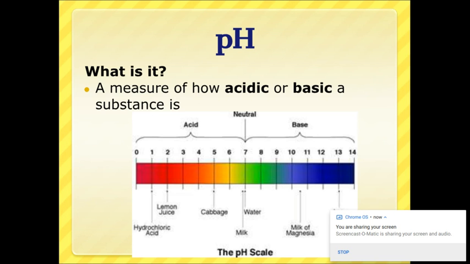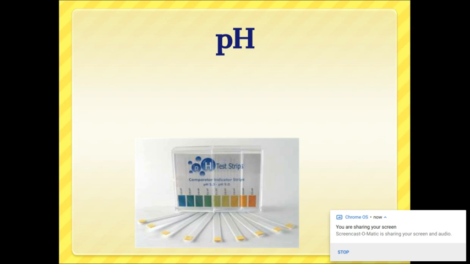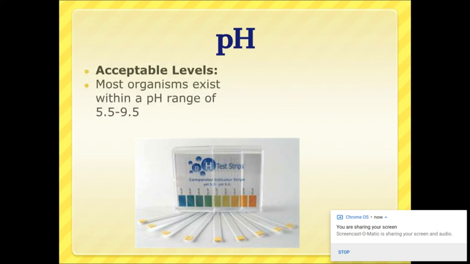7 is considered neutral. Well, if you have a pool or a fish tank or a hot tub, you might have to test the pH, and you use these simple little pH test strips. When you test water for pH, most organisms need to be within a pH range of 5.5 to 9.5. As long as they're within those levels, it's acceptable.